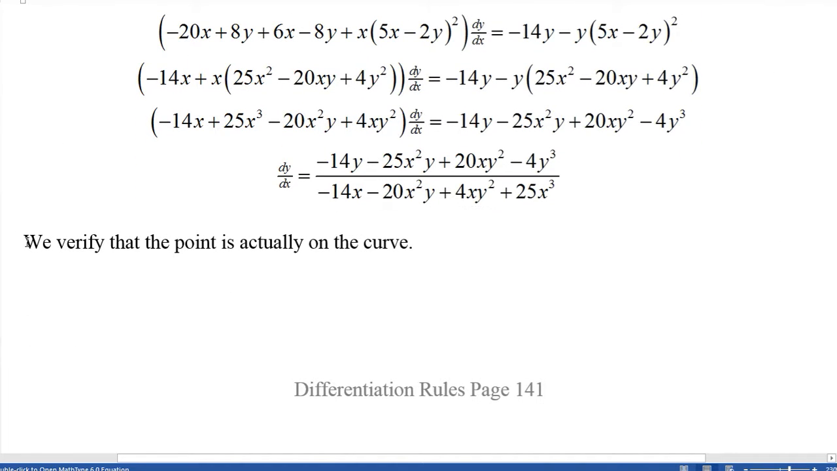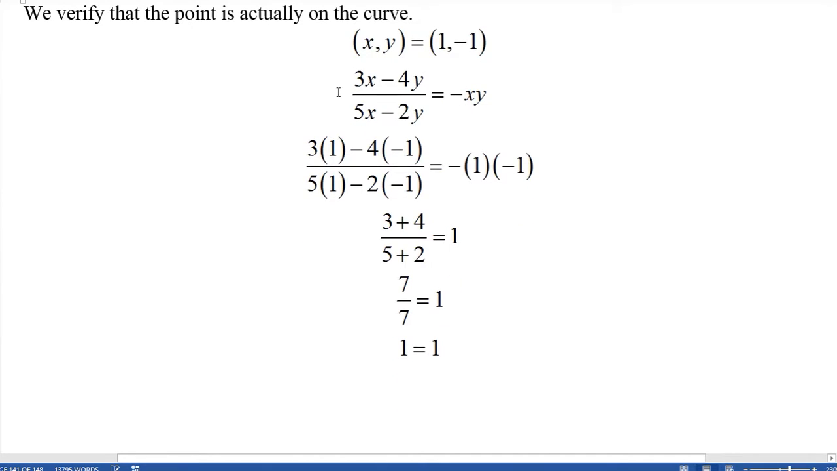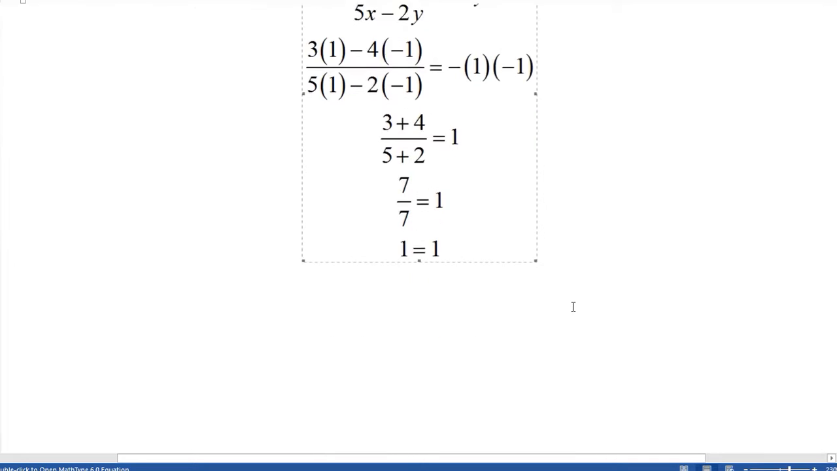Verify that the point is actually on the curve by taking (x, y) equals (1, negative 1) and putting it in the original equation: 1 for all the x's, negative 1's for all the y's. Let's do the right side. Negative 1 times negative 1 is positive 1. 3 times 1 is 3. Negative 4 times negative 1 is 4. 5 times 1 is 5. Negative 2 times negative 1 is 2. 3 plus 4 is 7. 5 plus 2 is 7. 7 divided by 7 is 1. And 1 equals 1, so it checks.